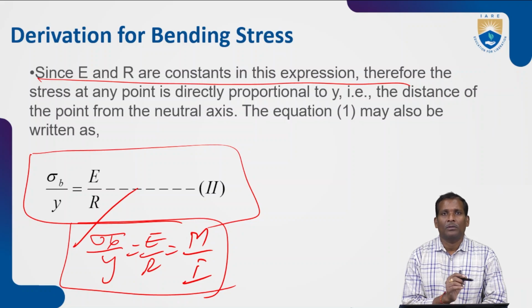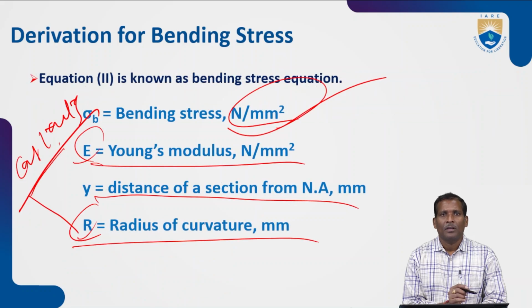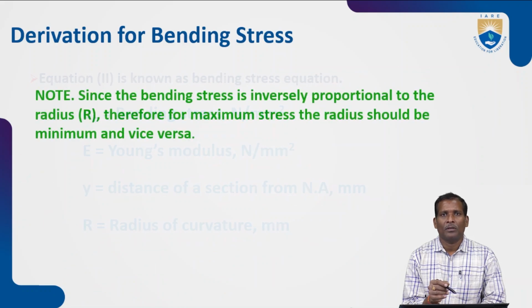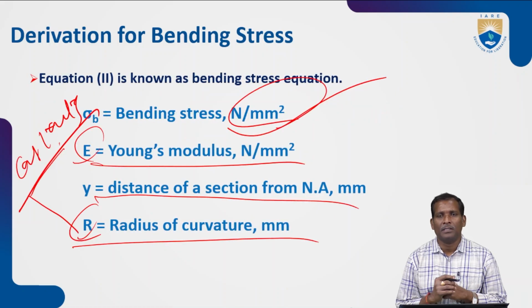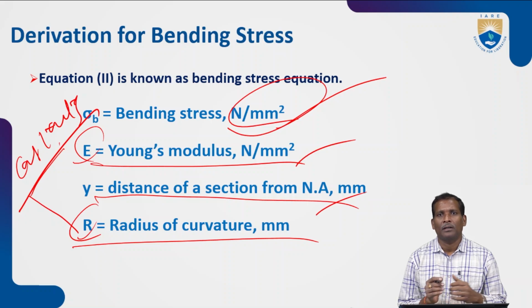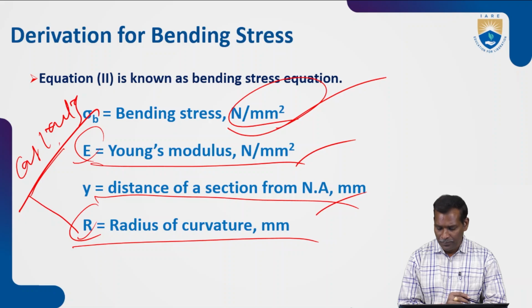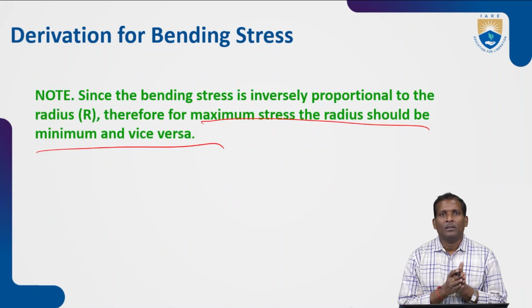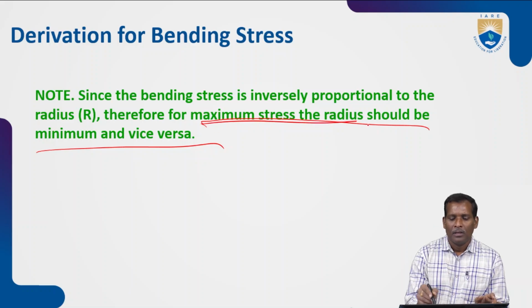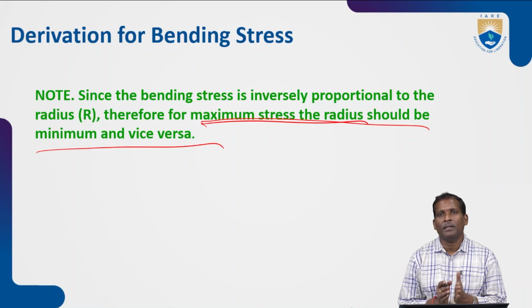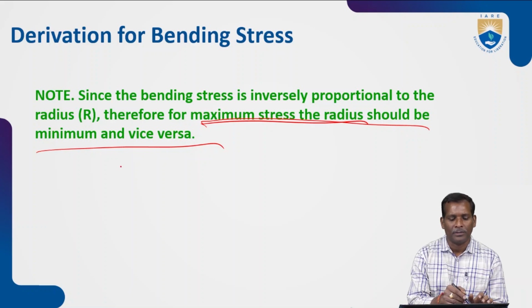How to solve problems according to this equation? Already you know this: sigma b is the bending stress, E is Young's modulus, y is the distance of the section from the neutral axis, and the radius of curvature we have already seen. So finally, the important note is that the bending stress is inversely proportional to the radius. Therefore, for the maximum stress the radius should be minimum, and for the minimum stress the radius should be maximum, and vice versa.